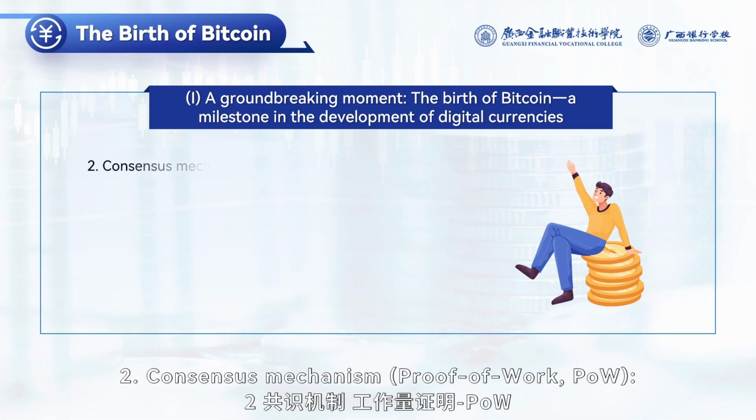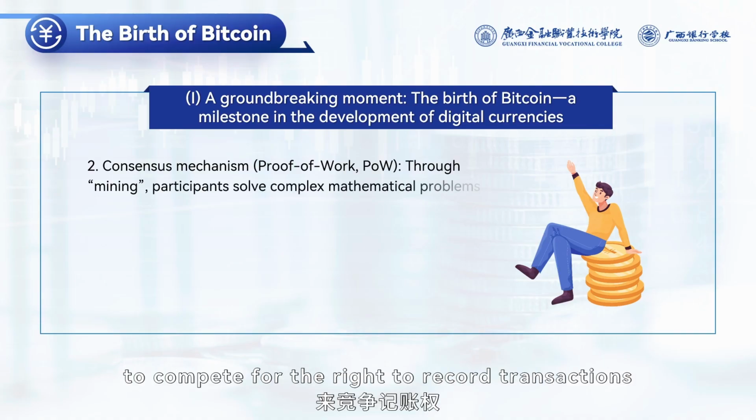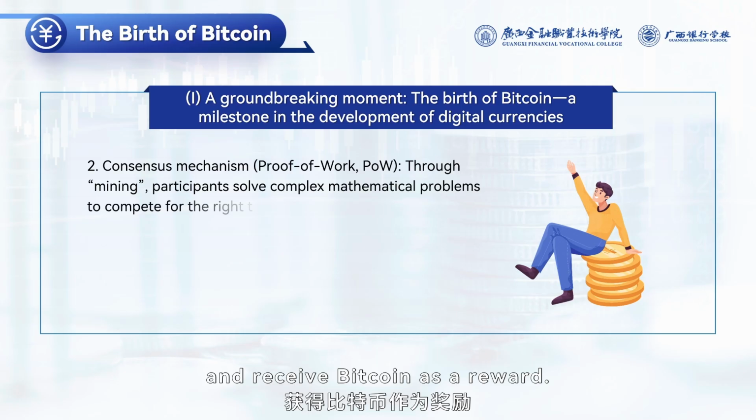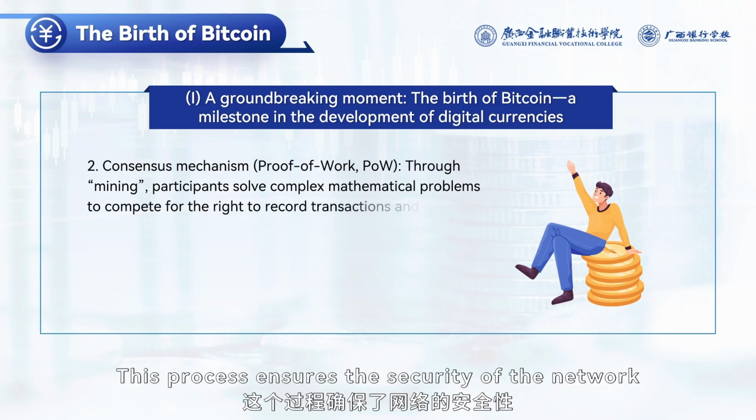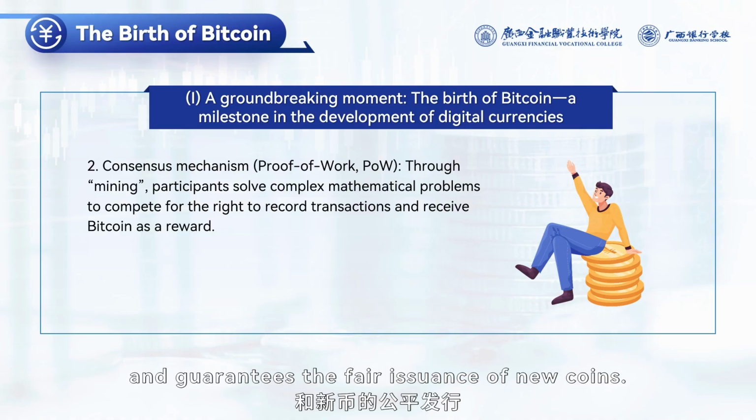2. Consensus mechanism, proof of work. Through mining, participants solve complex mathematical problems to compete for the right to record transactions and receive Bitcoin as a reward. This process ensures the security of the network, since the cost of malicious behavior is extremely high, and guarantees the fair issuance of new coins.